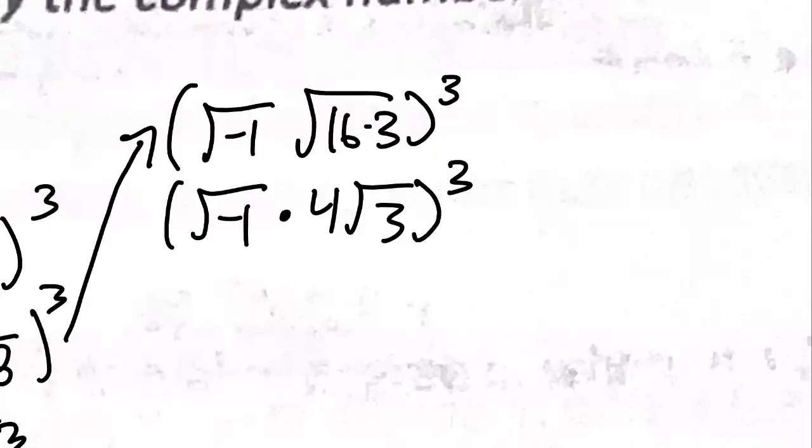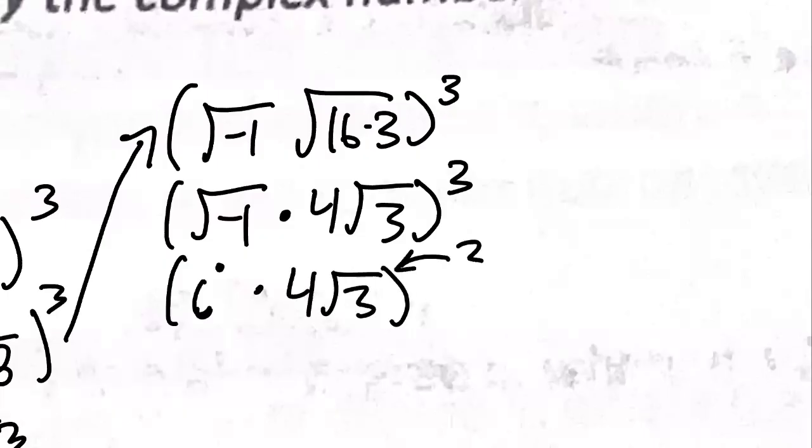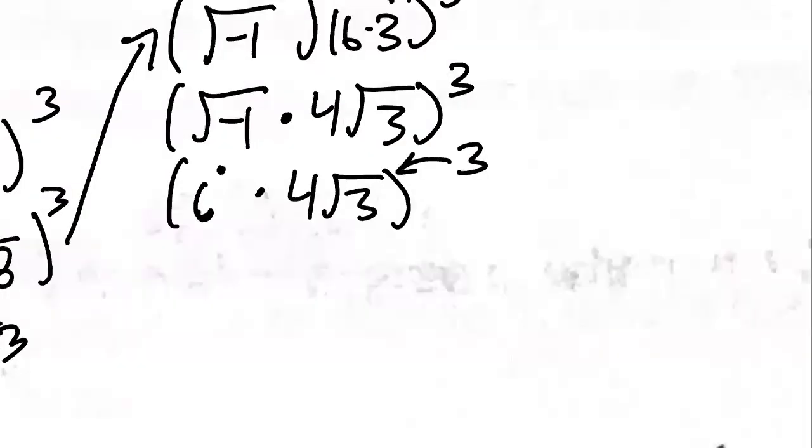Okay, the square root of -1 is just i. And then all we're going to do is take the 3 and give it to each of the factors. So how are we going to write that? i to the power of 3 times 4 to the power of 3, and then radical 3 to the power of 3.